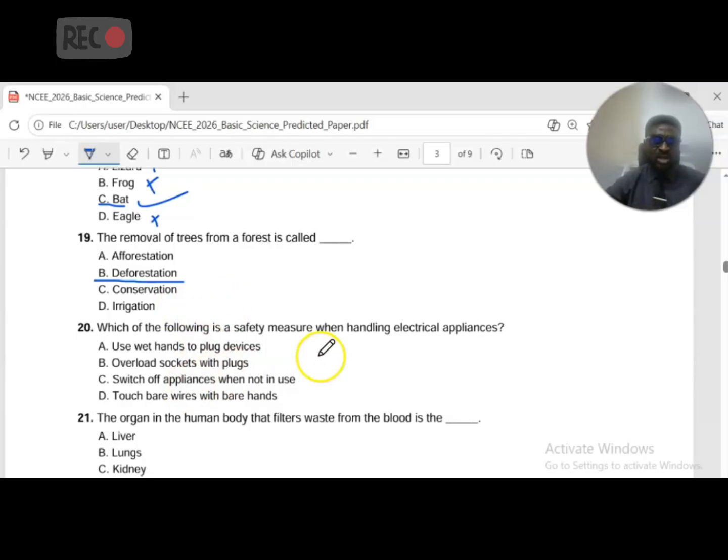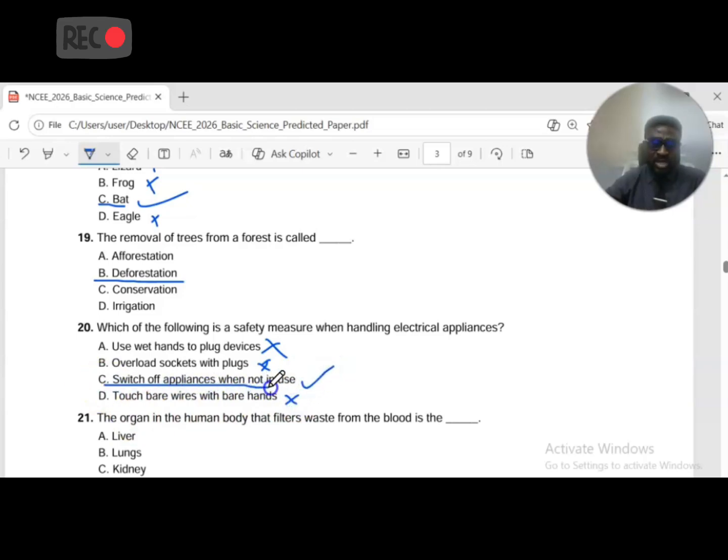Then question 20. Which of the following is a safety measure when handling electrical appliances? Is it for you to use wet hands to plug devices? No. Overload sockets with plugs? No. Switch off appliances when not in use? Would you go for that? Let's compare option D and C. Touch bare wires with bare hands? No. So the correct answer is option C.